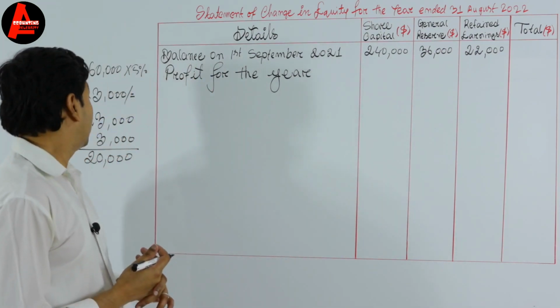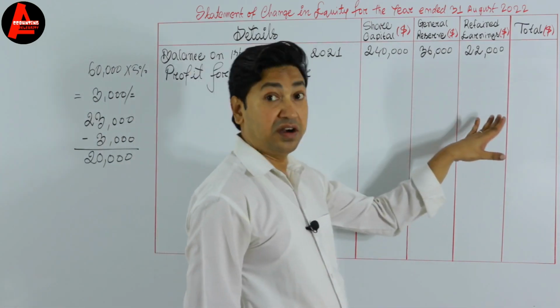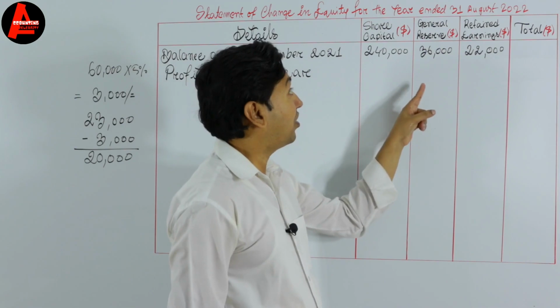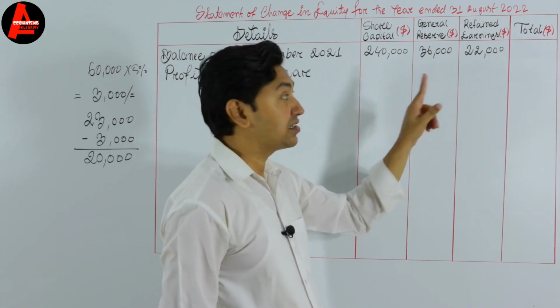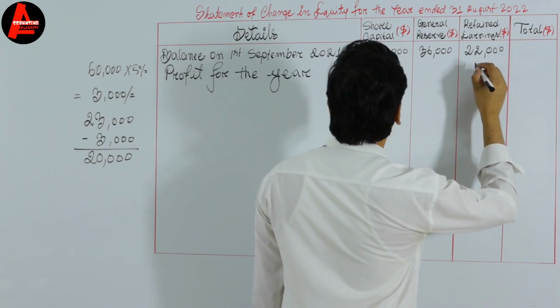This is the actual profit for the year which will appear in this statement of changes in equity. So let us write here profit for the year. This will appear in the retained earnings column only, not here. So let us write here profit for the year $20,000 that we calculated.